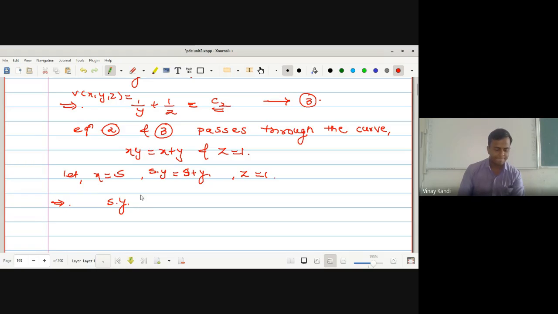So that implies s into y minus y is equal to s. Taking y common, we get y(s minus 1) is equal to s. That implies y is equal to s upon s minus 1. Okay, any doubt up to here?